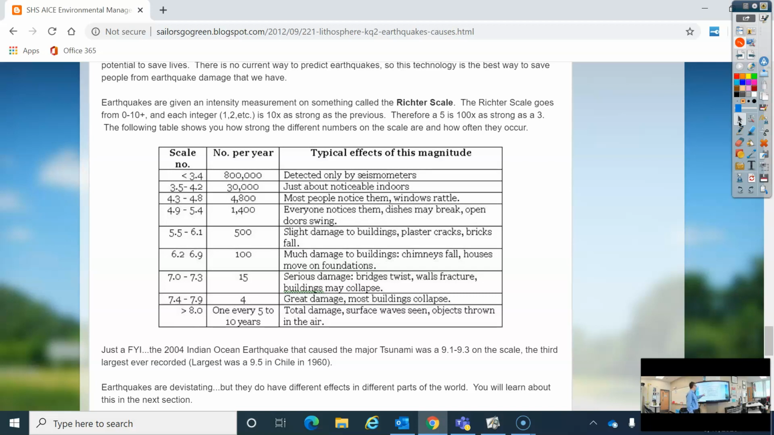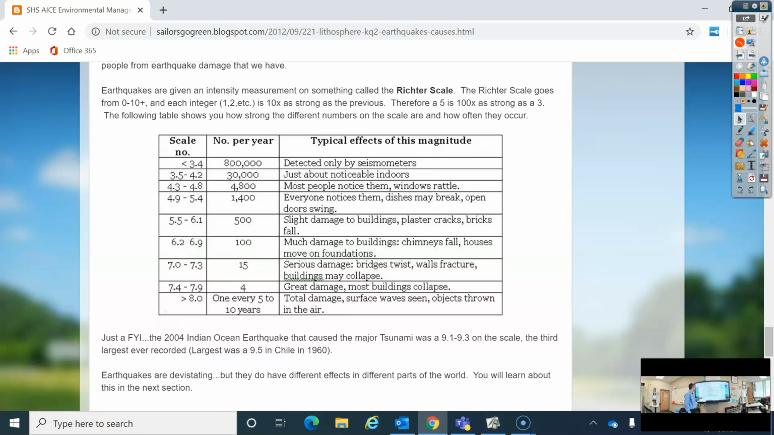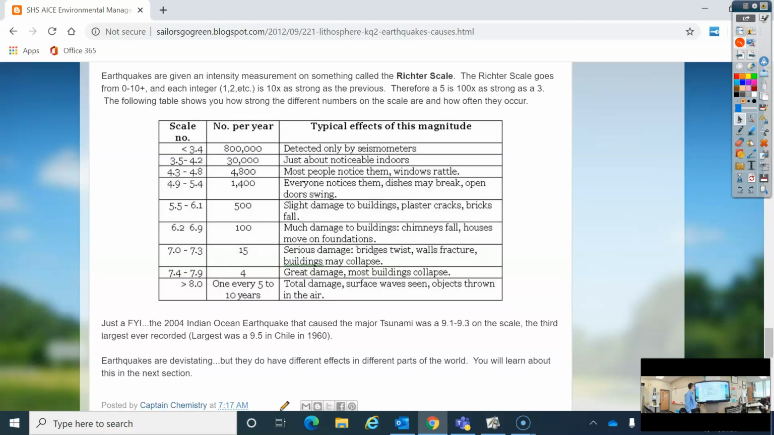6.2 to 6.9, we're starting to get into the damage area. Chimneys falling, houses move on foundations. 15 per year of a 7 to 7.3, that's where you do have serious damage. Bridges twist, walls fracture, buildings may collapse. Only 4 per year of a 7.4 to 7.9. Great damage, most buildings collapse. And at greater than 8.0, only once every 5 to 10 years, with total damage. You'll start to see surface waves in these ones, objects thrown in the air.